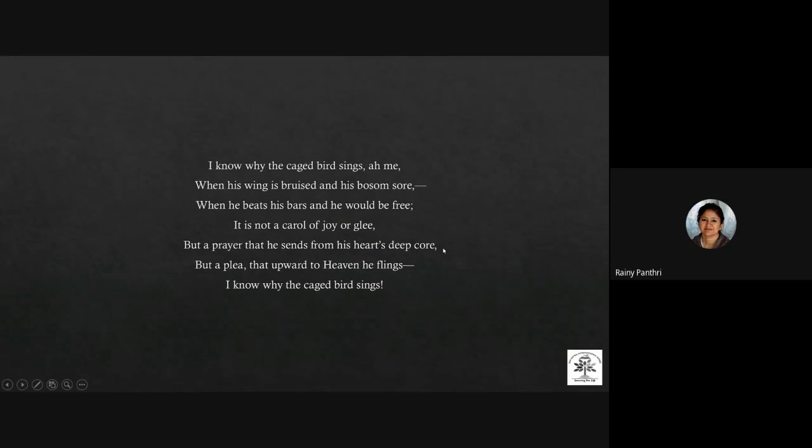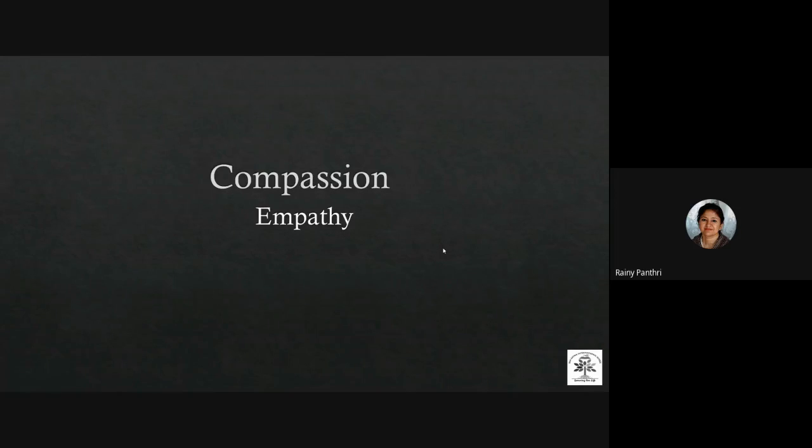So today, children, we are going to talk about compassion and empathy. What is the meaning of compassion? Do you know what is the meaning of compassion? Empathy, we have heard a lot, but what about compassion? They go hand in hand, okay? They both go hand in hand.